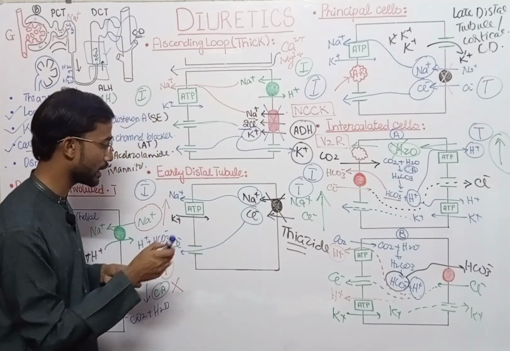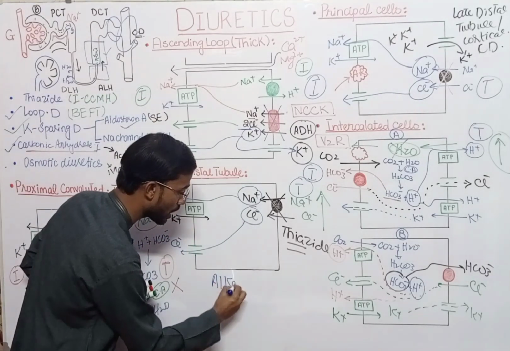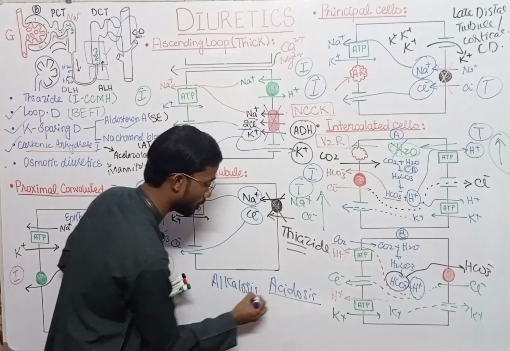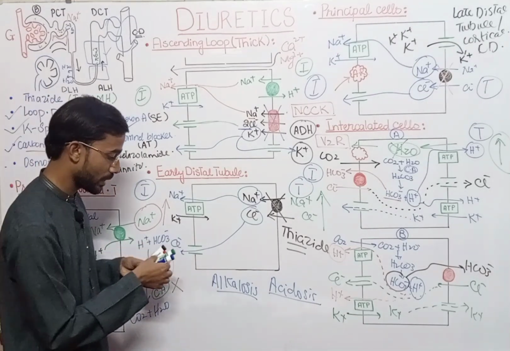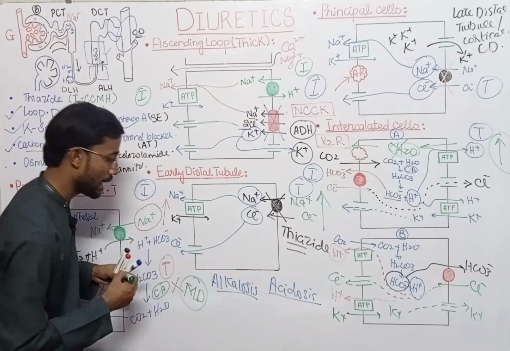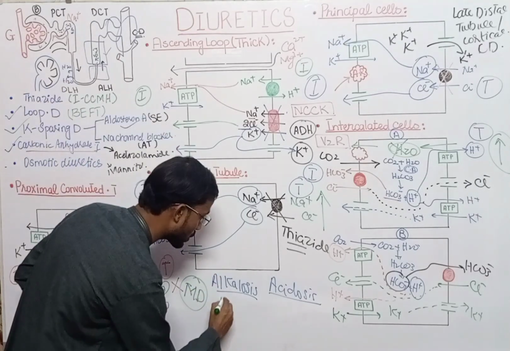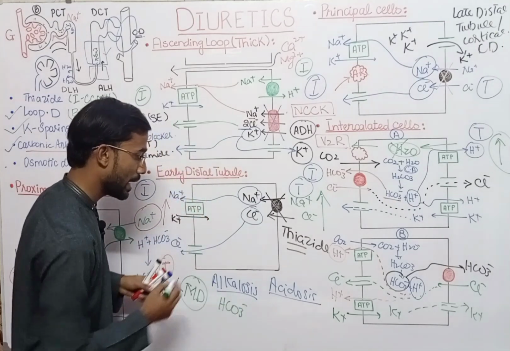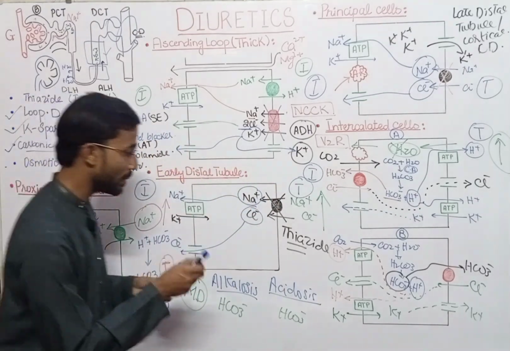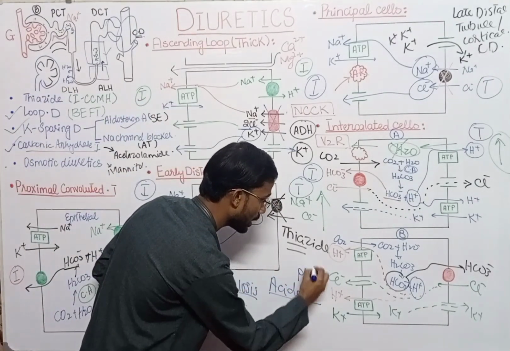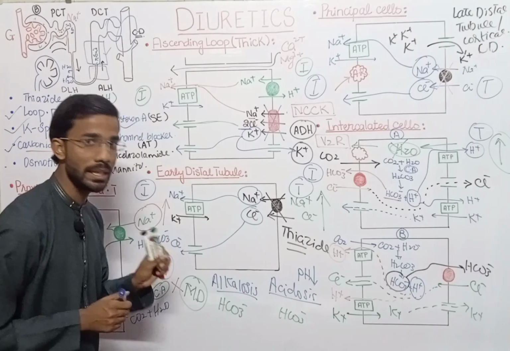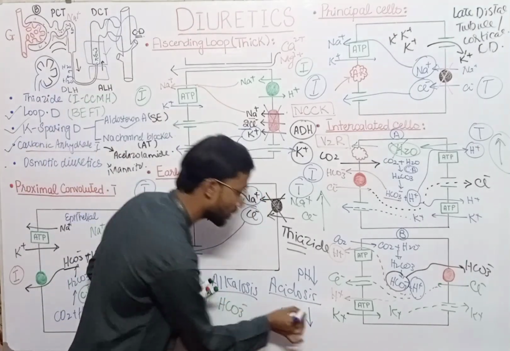The last important point is alkalosis and acidosis. These are the two important terminologies. In that situation, you will remember it by the MD. You will see that HCO3 negative, and this is also HCO3 negative. So in acidosis, the pH is decreased. So if the pH decreases in acidosis, it means that the H positive is also increased.